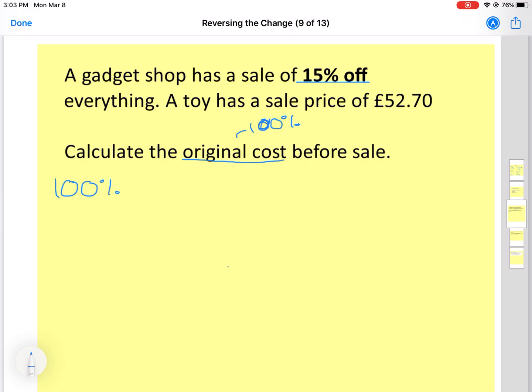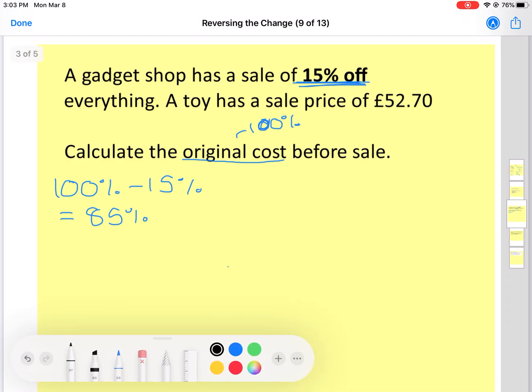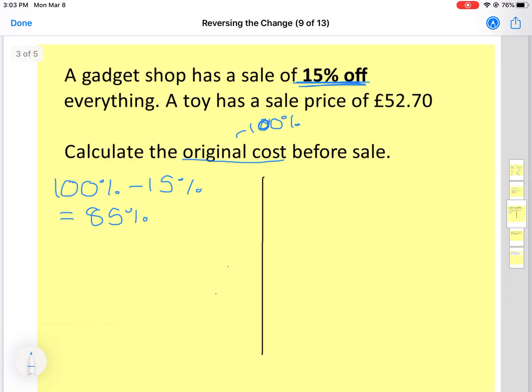Now, what has happened to that original cost? We have taken off 15%. So 100 take away 15 gives us a percentage of 85 as a result. Now, there are two ways in which we can do this calculation, and I will do both of them in this video, and then you can pick which one you would prefer.